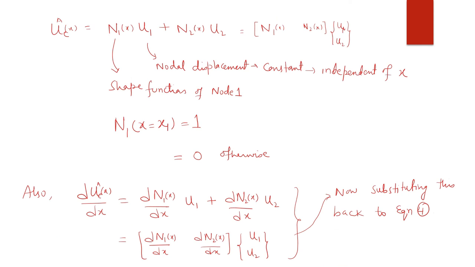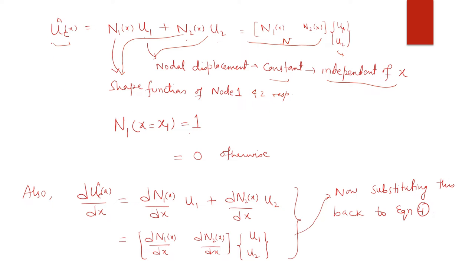So here we can see this is the assumed displacement function, and what we are getting is N1(x) into u1 plus N2(x) into u2, where N1(x) and N2(x) are the shape functions N, and u1, u2 are the nodal displacements. So u1 and u2 are the nodal displacements, which are constant and independent of x, while N1(x) and N2(x) are the shape functions at node 1 and 2 respectively, where any shape function at its own node is equal to 1 and otherwise it is 0.